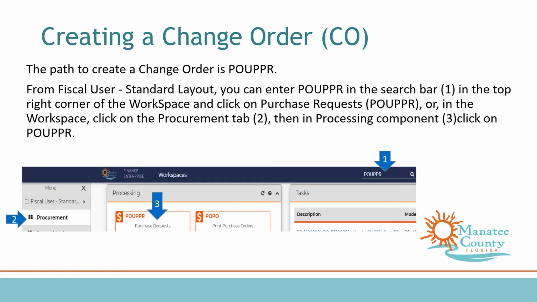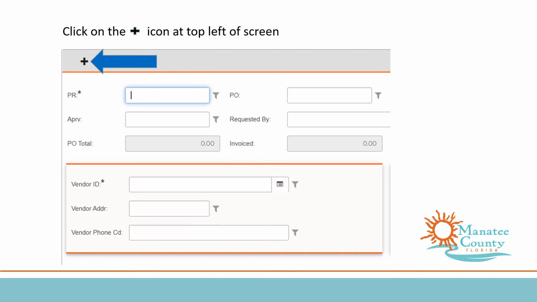Creating a change order. The path to create a change order is POU PPR. From Fiscal User Standard Layout, you can use POU PPR in the search bar in the top right corner of the workspace and click on Purchase Request POU PPR, or in the workspace, click on the Procurement tab, then in Processing Component, click on POU PPR. Click on the plus icon at the top left of the screen.